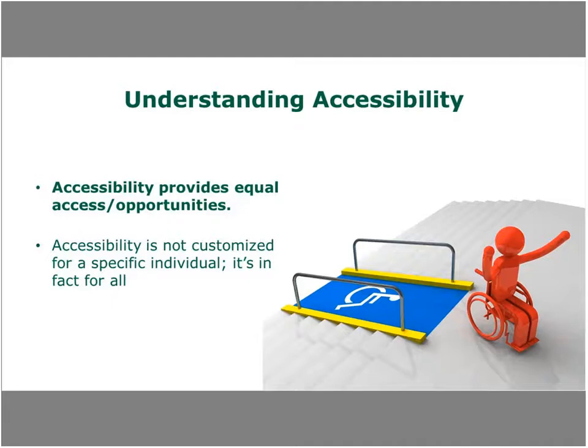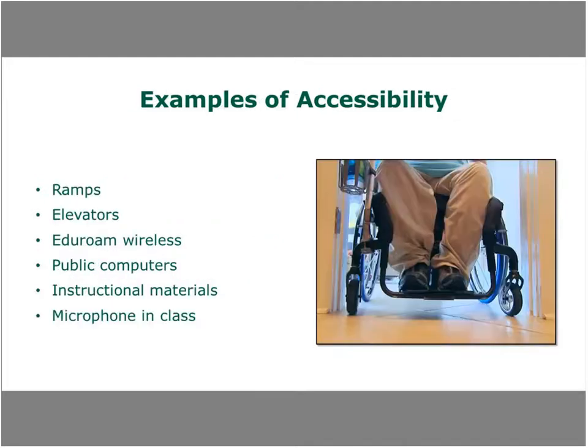They paid the same tuition. They deserve to be in the class as much as any other student. If they can't actually get into the class, that would be a problem. So here are some examples of accessibility: ramps, elevators. Our EduRoam system can be accessed by people who are blind.